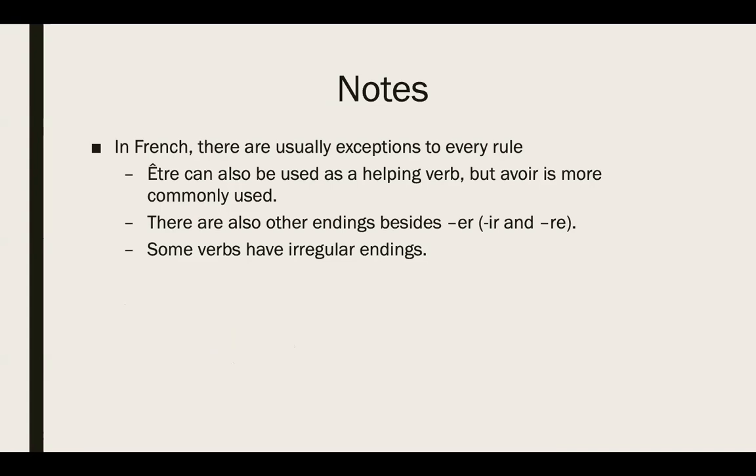And so some notes to keep in mind. In French, there are always exceptions to every rule, pretty much. You can also use this verb over here, which is être, which means to be. You can use that as a helping verb, but avoir is much more common. It gets a little complicated as to when you would be using être. There are also other endings besides ER verbs, so you have what are called IR verbs and RE verbs. And lastly, some verbs also have irregular endings. These get a little bit complicated as well, so you're just going to have to memorize that.